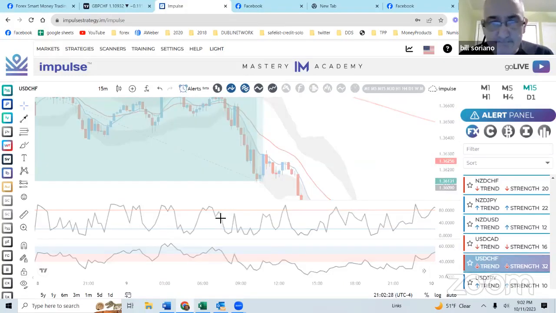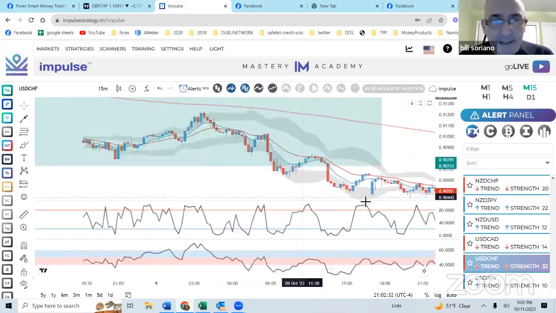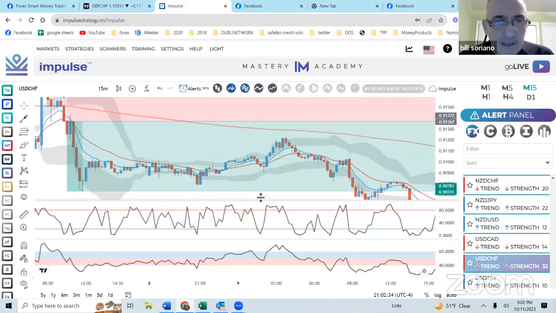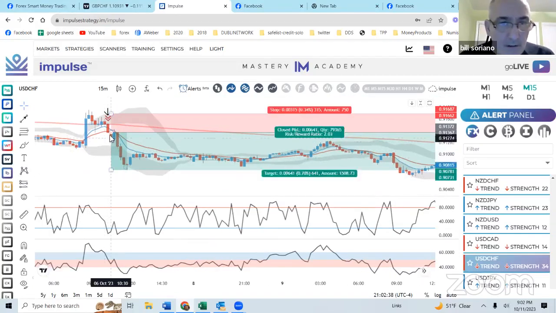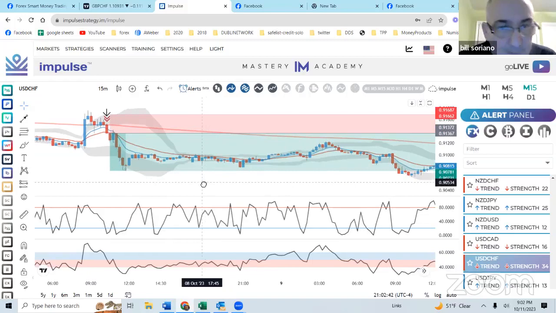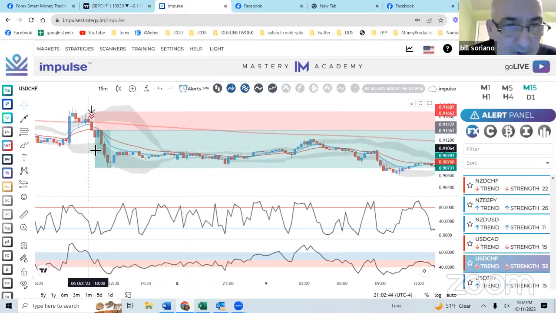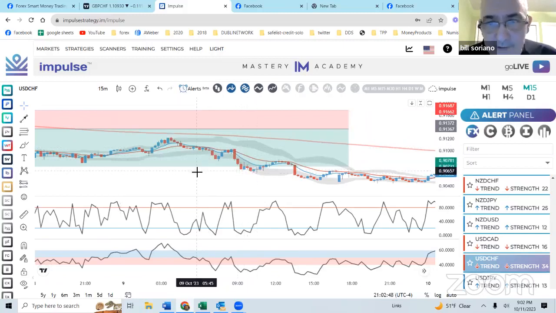USDCHF. The last trade was back here, all the way back here, right? Took a little while, but this one went off on October 6th, 10:15 a.m. And then looks like right here, you almost get out. And if not right there, you get your take profit right there.